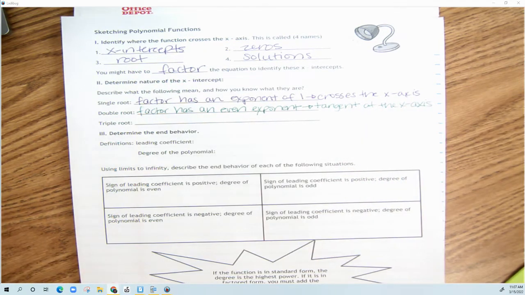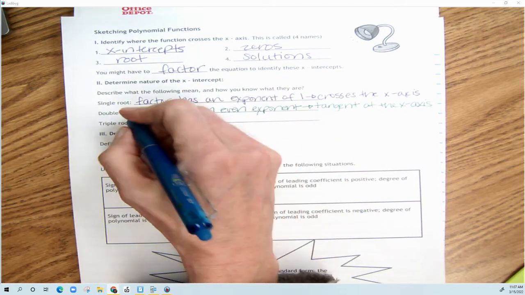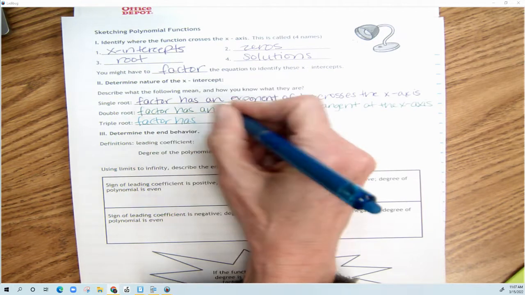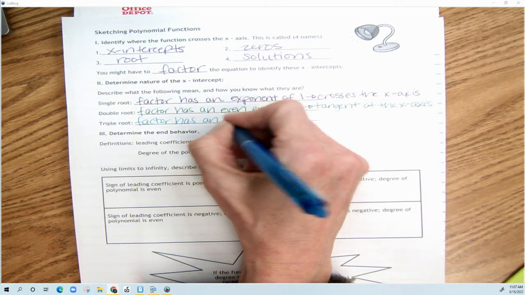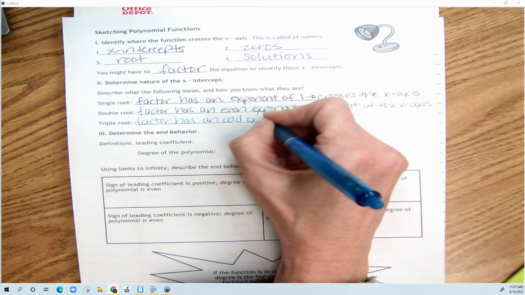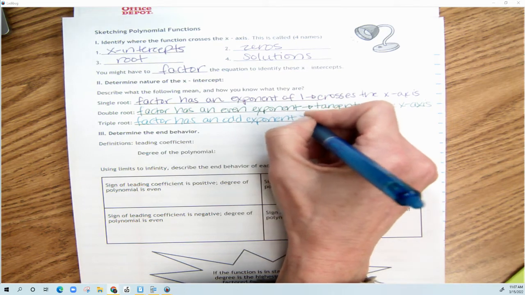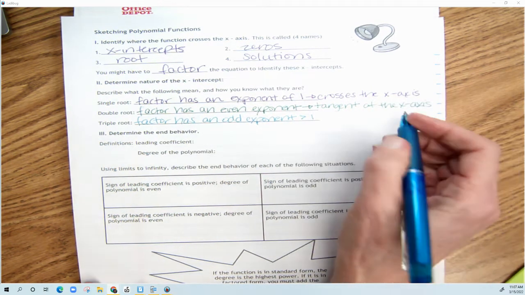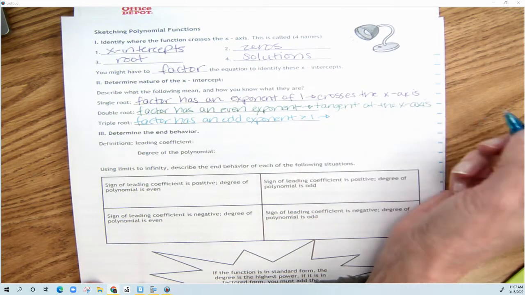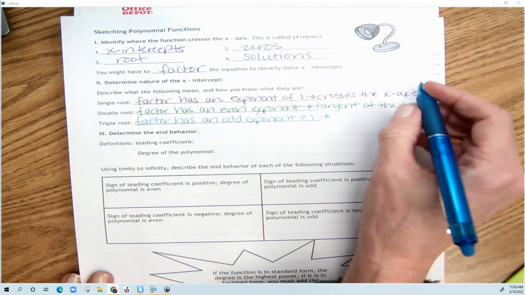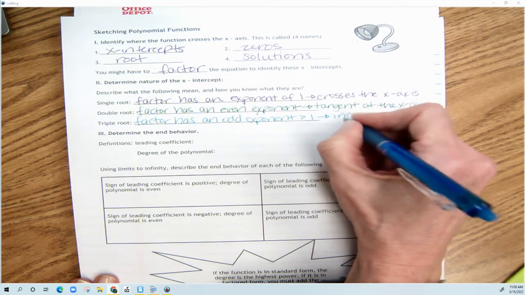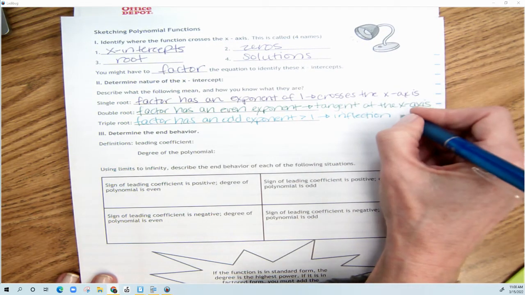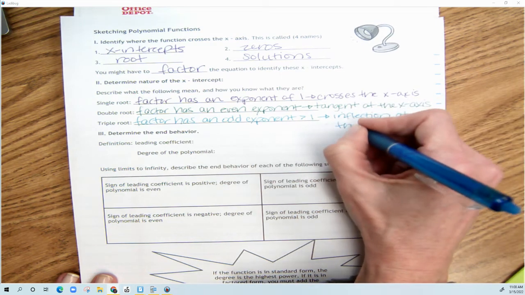And then if it's a triple root, then the factor has an odd exponent greater than 1, because 1 is odd, but that means that it is a single root and it just crosses. So if it has an odd exponent that's greater than 1, then there is an inflection, also known as a terrace point, at the x-axis.